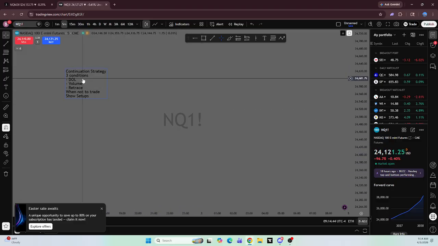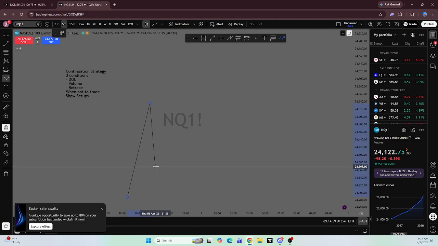But I like to say three conditions because I need these conditions in price in order to take a trade, and that's I need a good draw on liquidity, I need volume and a clear trend in the market, and then I need a retrace because I don't want to top blast or bottom blast and catch the bottom or top of the entire retrace. It's terrible.